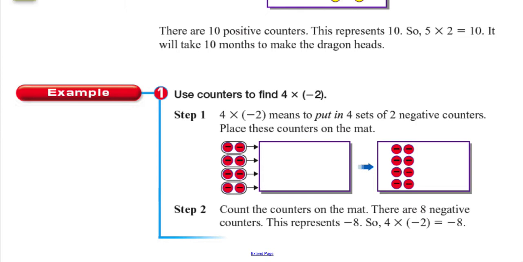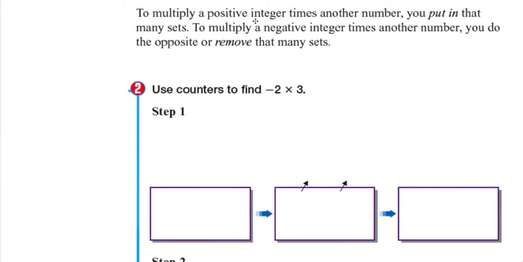Let's take a look at example number 2. To multiply a positive integer times another number, you put that many sets. This is important because this is how you multiply negative integers. To multiply a negative integer times another number, you do the opposite, or remove that many sets. Again, I'm going to show you an easy way of doing this at the end of 11-6, but right now you have to do it this way.